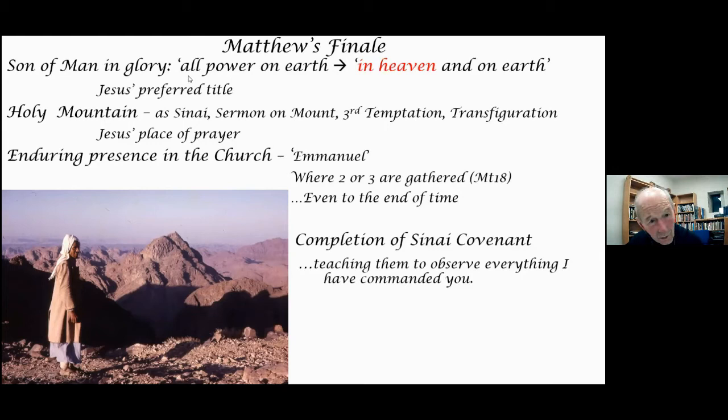Jesus is quoting the Son of Man in Daniel, who comes to the one of great age and is given all power. In Daniel, the Son of Man is given all power on earth. In Matthew, he's given all power in heaven and on earth. So the Son of Man in Daniel is great. The Son of Man in Matthew is greater still, all power in heaven and on earth.